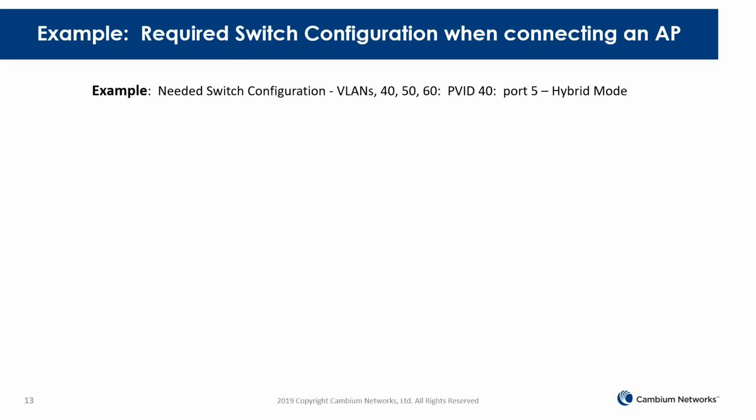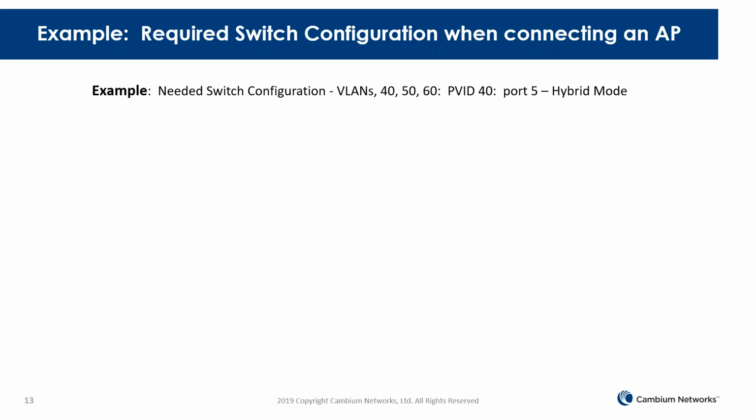Okay, here's an example. So let's say we want to connect an access point to a switch, and that access point is going to advertise 3 SSIDs. Let's say one SSID is for employees, one SSID is for contractors, and the third SSID is for guests. And so those 3 SSIDs need to be bound to 3 different VLANs. So in my example here, I have VLAN 40, 50, and 60. Now the native VLAN, or the PVID, in my example here, I'm setting the PVID to 40. And in this example, it's port 5. I'm plugging an access point into port 5.